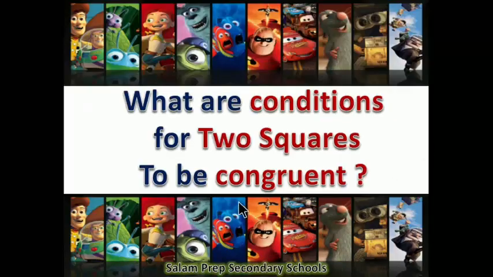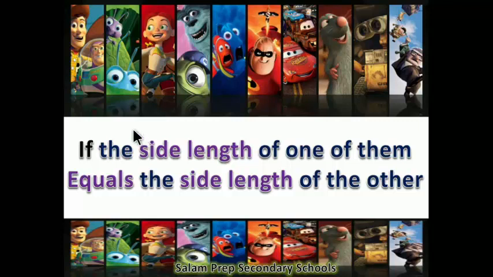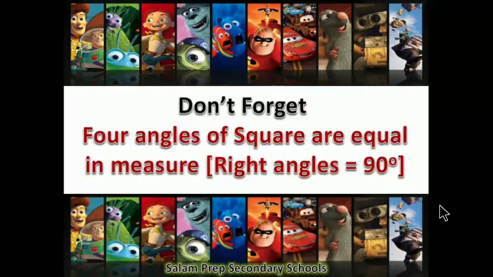What are the conditions for two squares to be congruent? If the side length of one of them equals the side length of the other. Don't forget, the four angles of a square are equal in measure. Right angles equal 90 degrees.